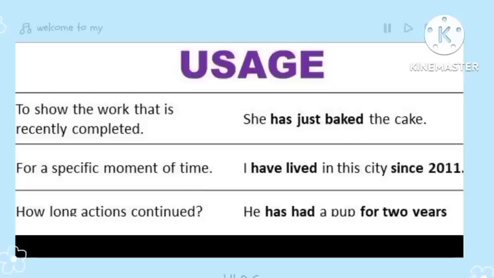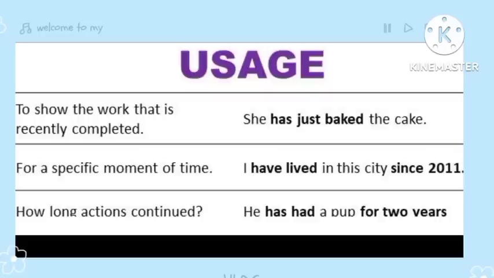Okay, now for the usage, untuk penggunaannya, show the work that is recently completed. Yang pekerjaan yang telah selesai dilakukan. Okay, she has just baked the cake. Now for specific moment of time, untuk suatu periode tertentu, I have lived in this city since 2011. Saya telah tinggal di kota ini sejak 2011.